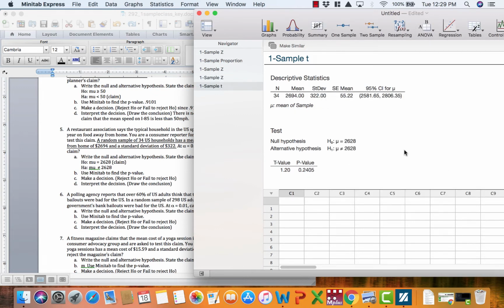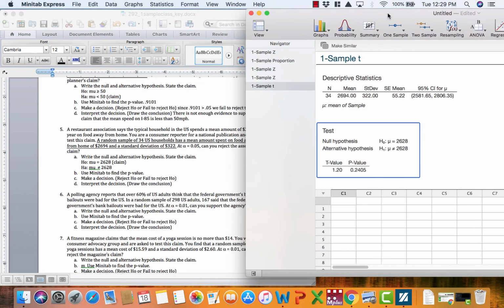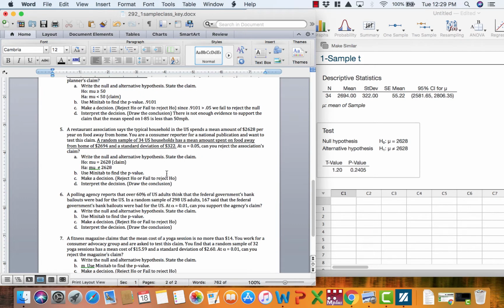We say okay, and we notice our null and alternative here in Minitab matches what we have typed in Part A, and we get a p-value of 0.2405. Since 0.2405 is greater than 0.05, we fail to reject the null.